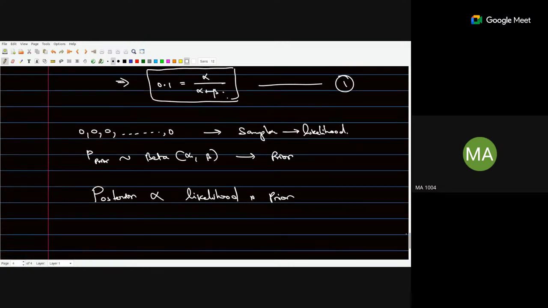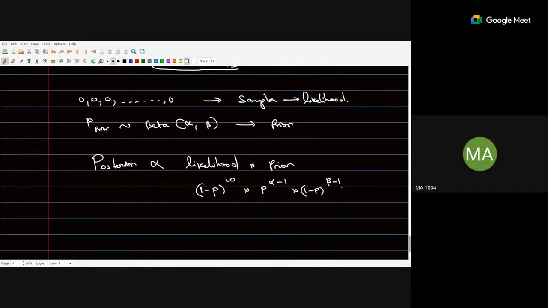What will be the likelihood? 1 minus p whole power 10. 1 minus p whole power, so 10 defective items, so 10. Into prior. What is the prior distribution? So p power alpha minus 1 times 1 minus p whole power beta minus 1. So from here I'll have p power alpha minus 1, 1 minus p whole power 10 plus beta minus 1.